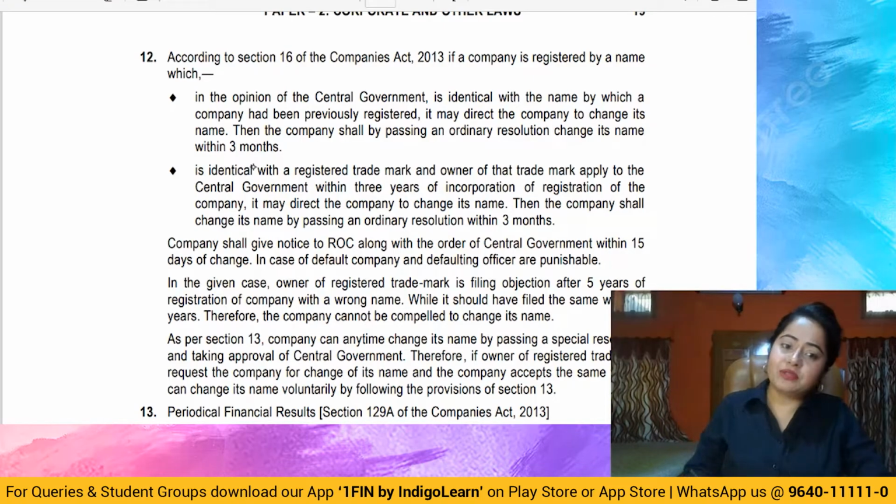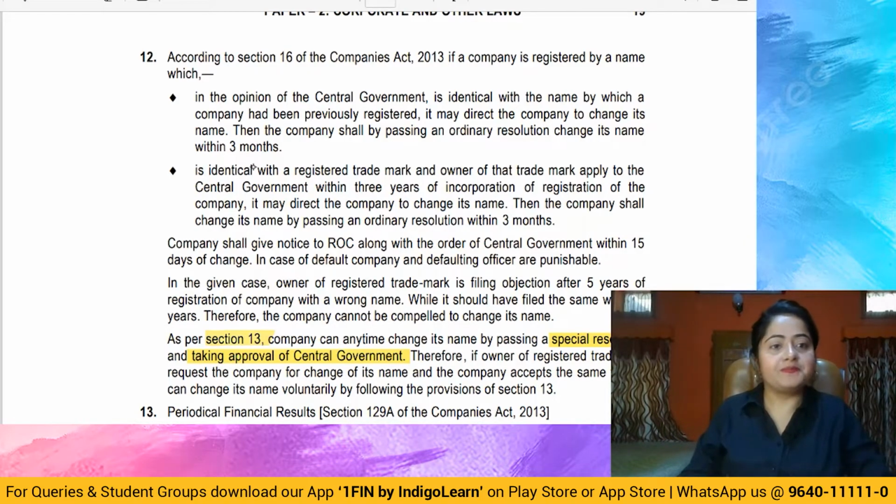They can request the company to change the name. In this case, the company can change the name if they want to under section number 13 by passing a special resolution and taking the approval of the central government. That is the usual procedure if the company wants to change the name. They will have to take the permission of the central government and they will have to pass the special resolution under section number 13.